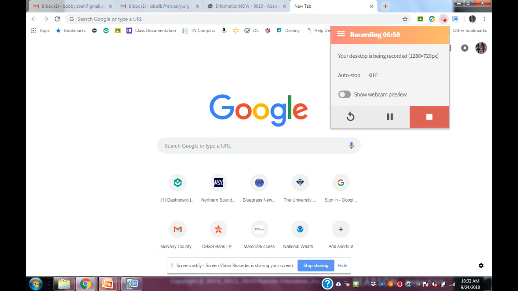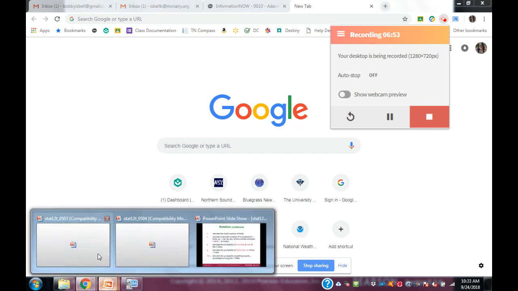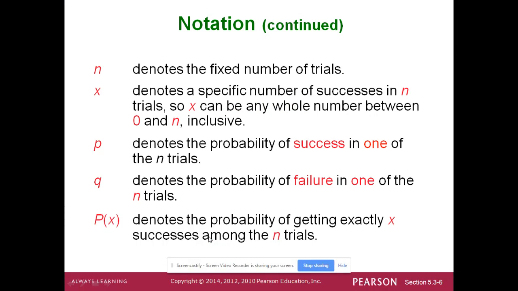All right, guys, here we go. We're back in business. All right, so Q, probability of failure. P of X denotes the probability of getting exactly X number of successes in N trials. So that's exactly that number. Now we're still going to have to deal with the ORs: 3 or more, 4 or more. Have 3 out of 5 trials, 3 or more successes, 3 or fewer successes. We still got to deal with that sort of thing.